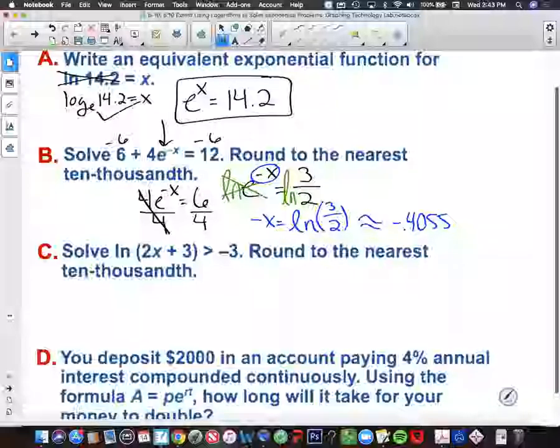-0.4055. So 10 thousandths, that's 4 places. And you probably got 0.4055, but remember we have this negative over here by the x, so we need to multiply that through, and that gives me the negative 0.4055. Excuse me.